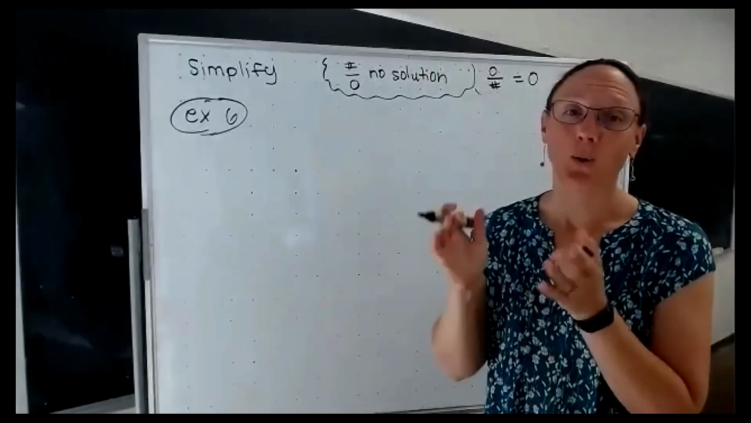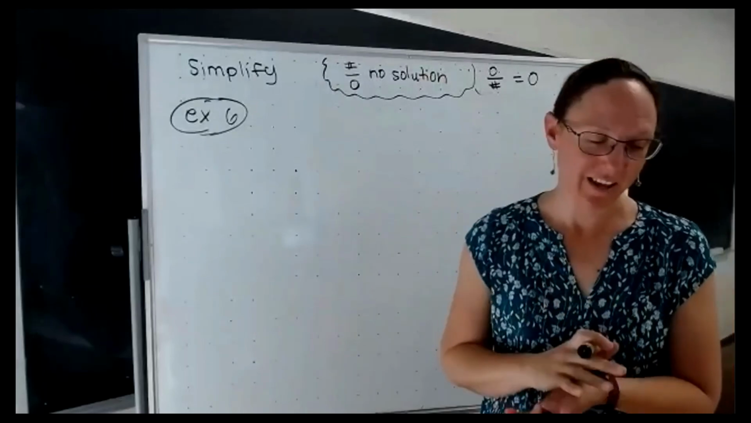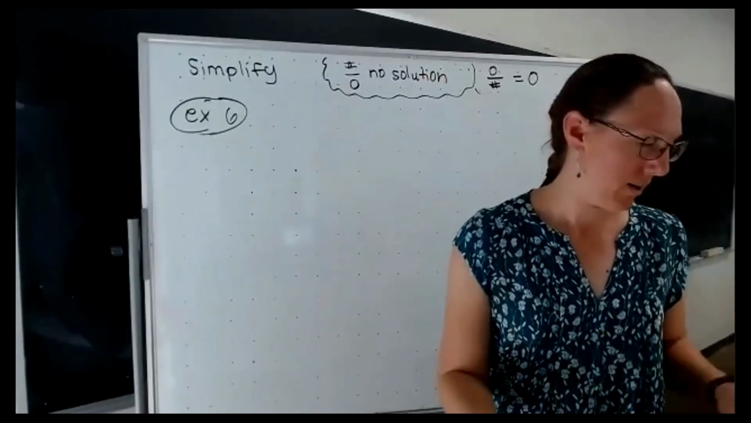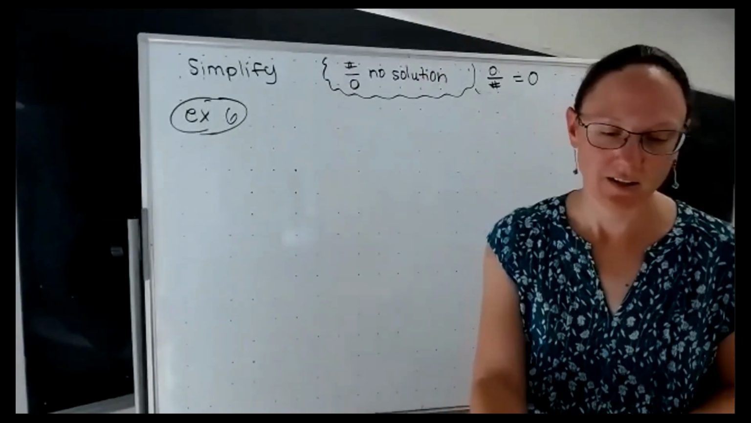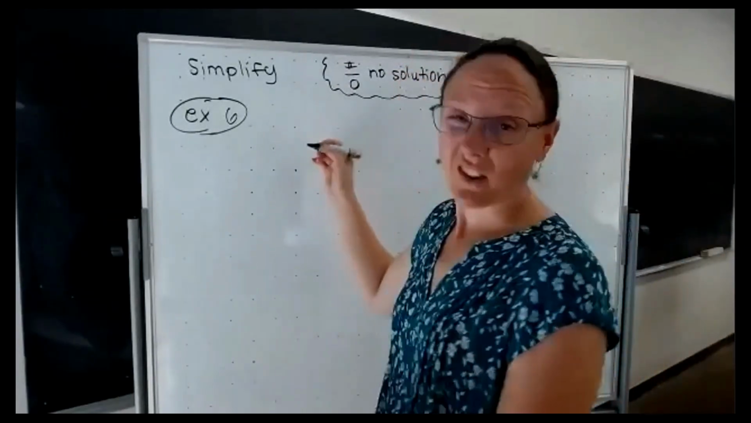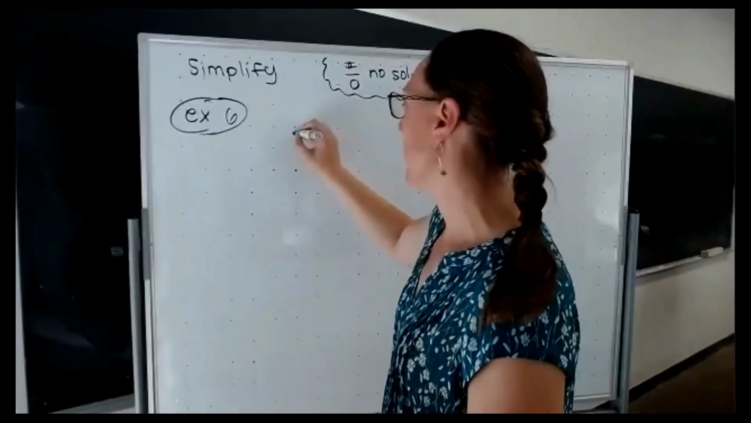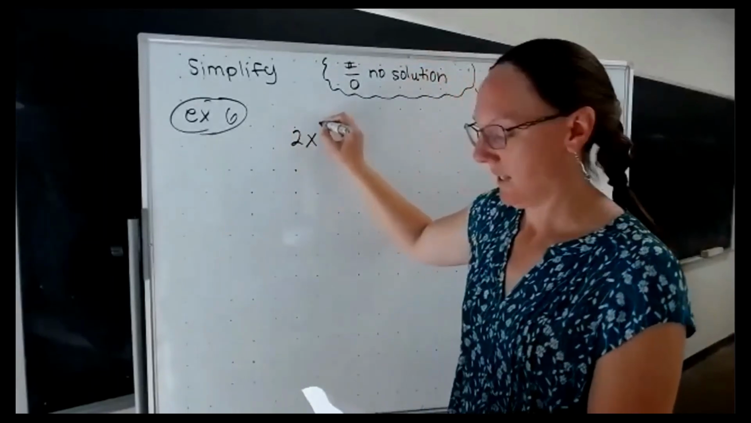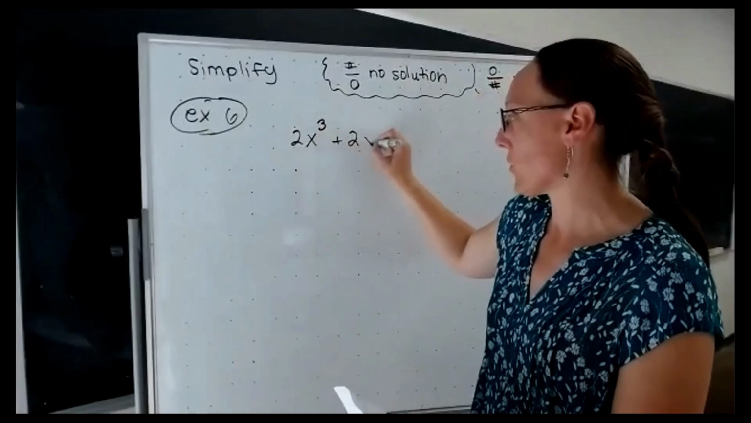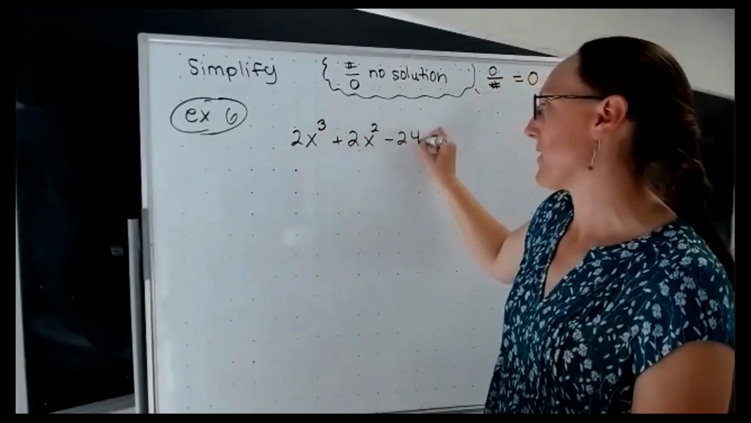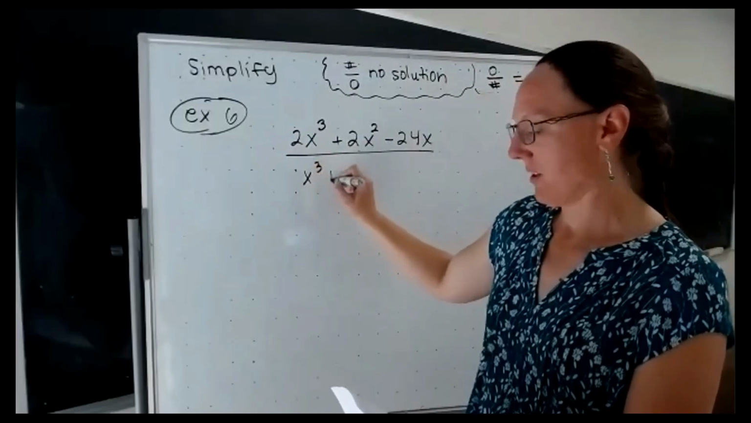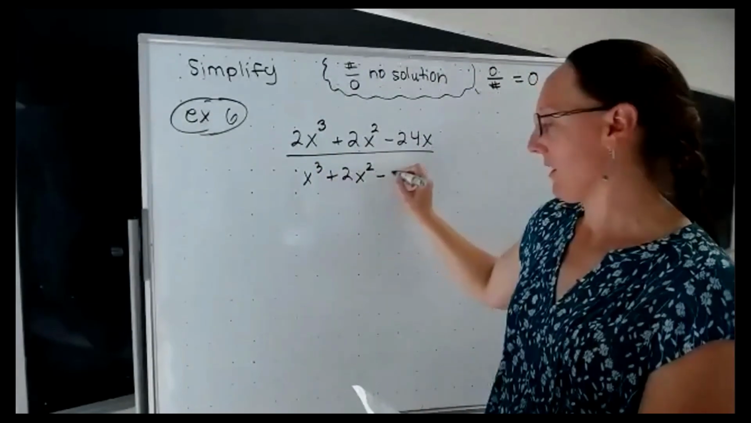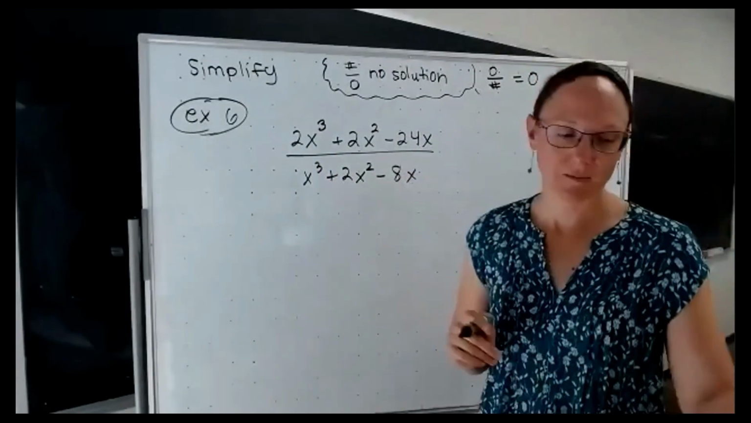Same instructions. We're going to simplify this and state the restriction on the domain. This one's a little bit messier, but it's not actually that bad. So I've got 2x cubed plus 2x squared minus 24x, and the whole thing is over x cubed plus 2x squared minus 8x.